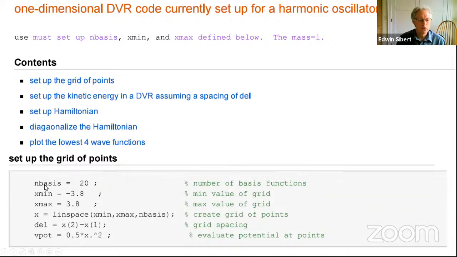So here's how it works. You say, I want 20 points. You pick your grid spacing over here. And here are all of my points. And the spacing between the points is just the difference between second and first point. And then my potential is just a grid. And so you could have put a Morse potential in here. You could put any complicated potential you want in here. But because I wanted something that was simple to show, I just picked this particular form.